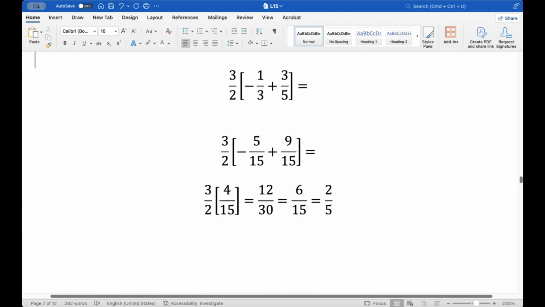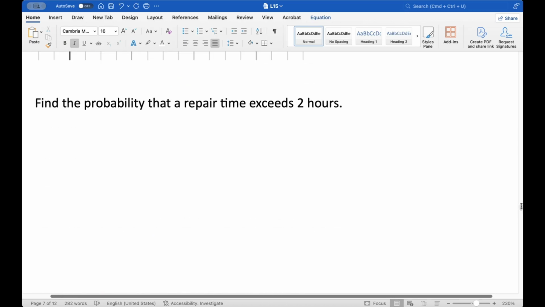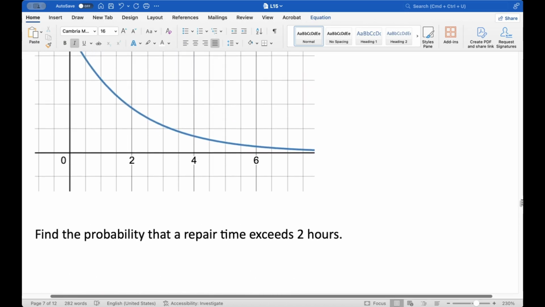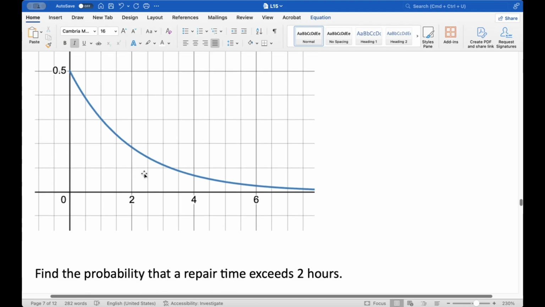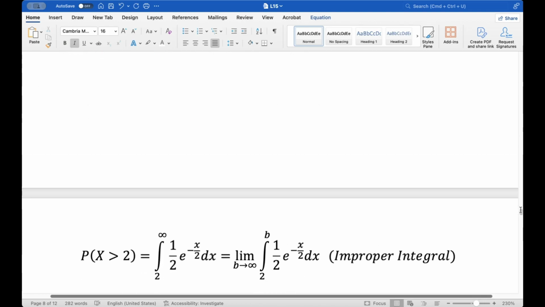And so the question here is to find the probability that a repair time exceeds 2 hours. So we want this region here to the right of 2. So we're going to have to integrate from 2 to infinity. Integrating from 2 to infinity, it's an improper integral. So we can express that as the limit as b goes to infinity of the integral from 2 to b.